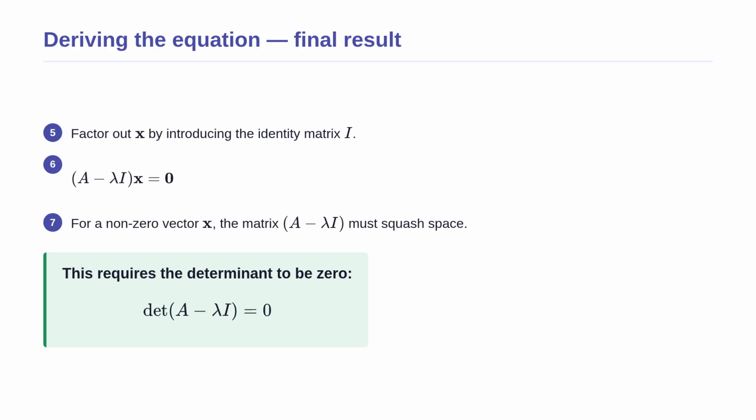If this new matrix were fully invertible, the only solution would be the 0 vector. But we specifically want non-zero eigenvectors. For a matrix to squash a non-zero vector down to 0, it must lose some of its dimensions. Mathematically, this happens if and only if its determinant is exactly 0. This gives us our final derived formula.